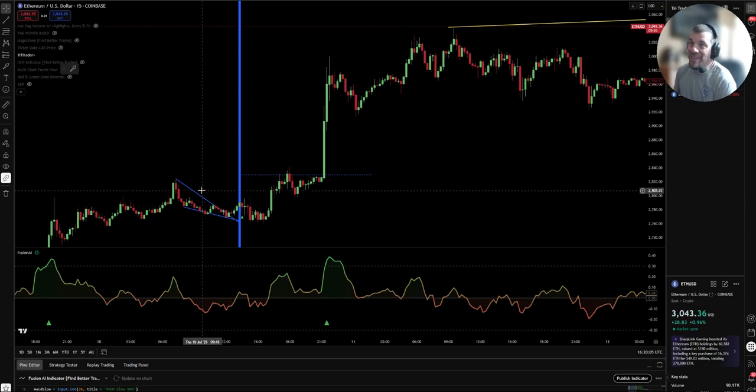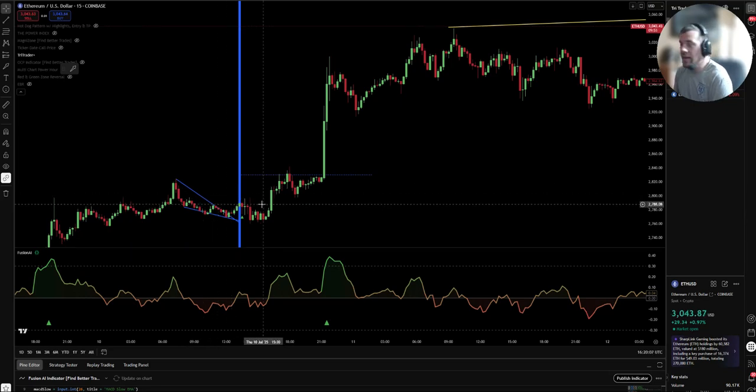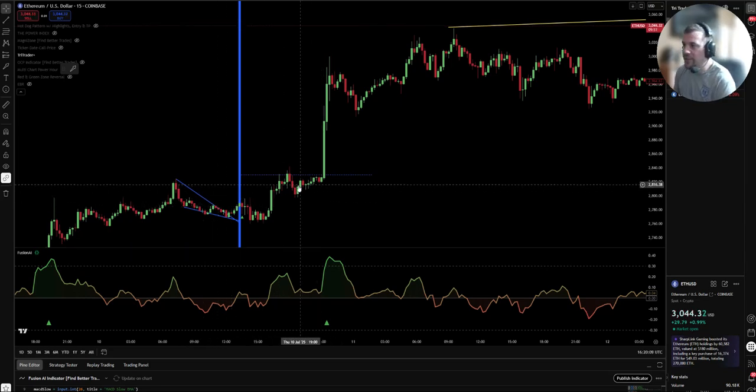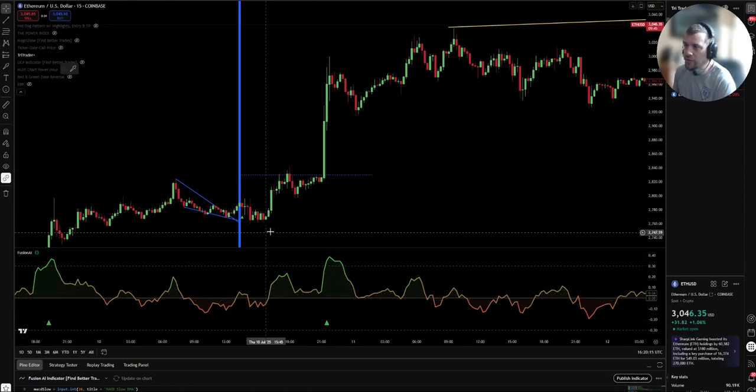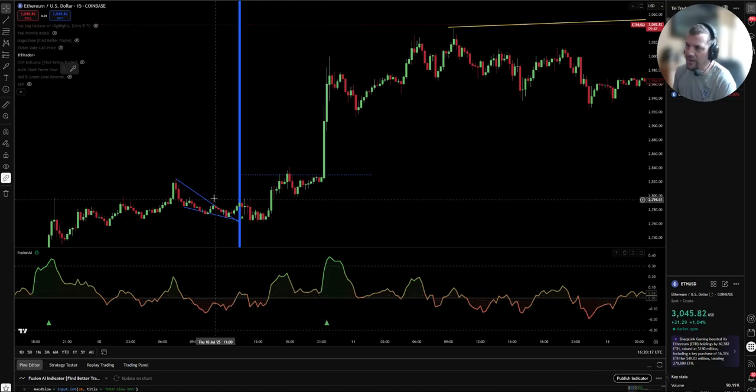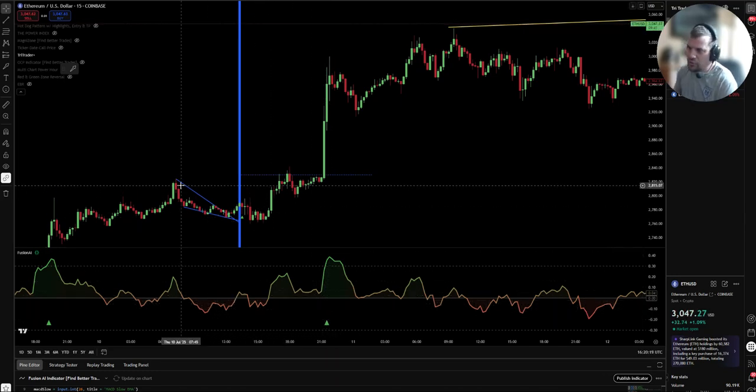TriTrader is one of my favorites. It is one of our members' favorites too. It's been doing really good. But yeah, you could combine that with maybe even this tool, this Fusion AI. You can see it right here how. So this would have been our signal right here.